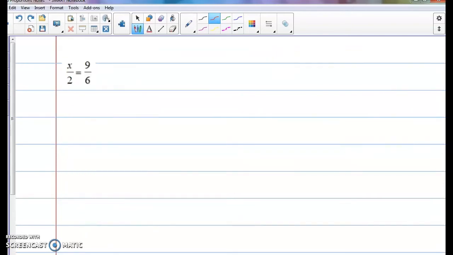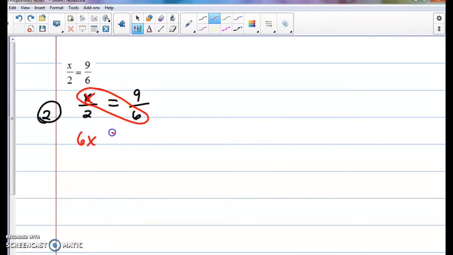Alright, example 2. We have x over 2 equals 9 over 6. And now we're going to cross multiply. I start with my variable first, so x times 6. And this time I'm going to write just the answer. We won't worry about showing the multiplication. So x times 6 is 6x. Drop down our equal sign. 2 times 9 is 18. Last step to solve for x is to divide both sides by 6. The 6's cancel, x equals 3.